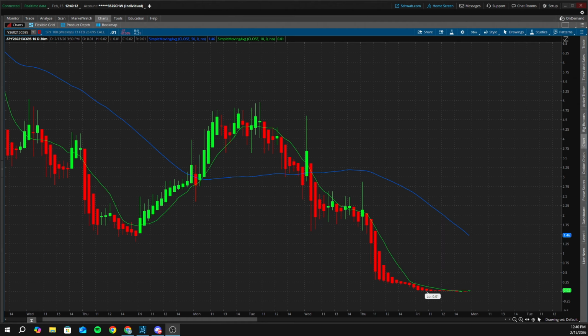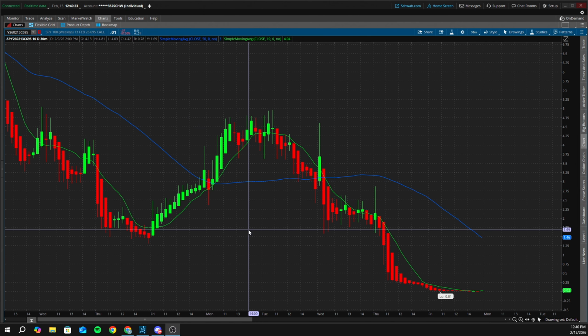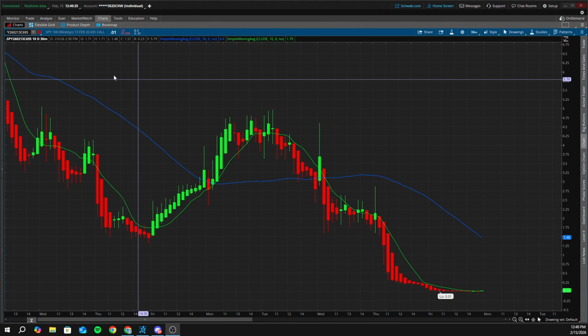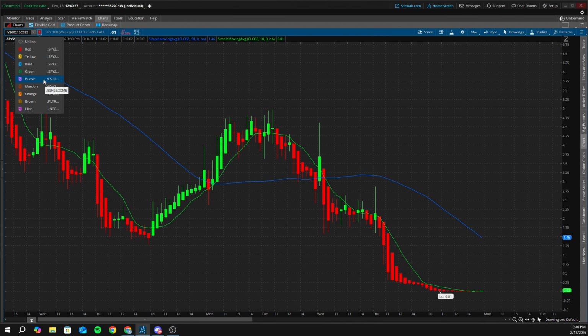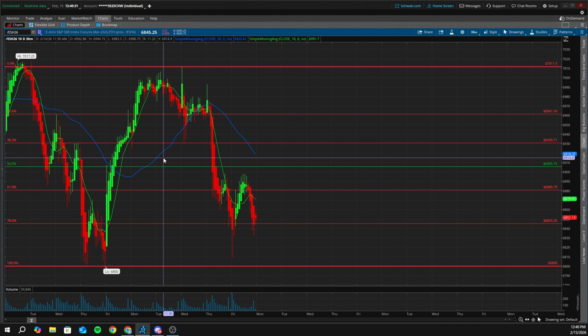So the first thing that you have to do, obviously, is find a platform. This is Thinkorswim. I think it's the best one to use. But we are going to be looking at option charts for a majority of the time, and then also I do use the regular chart and I use fib levels off of it. So there are a couple different charts that I do look at.